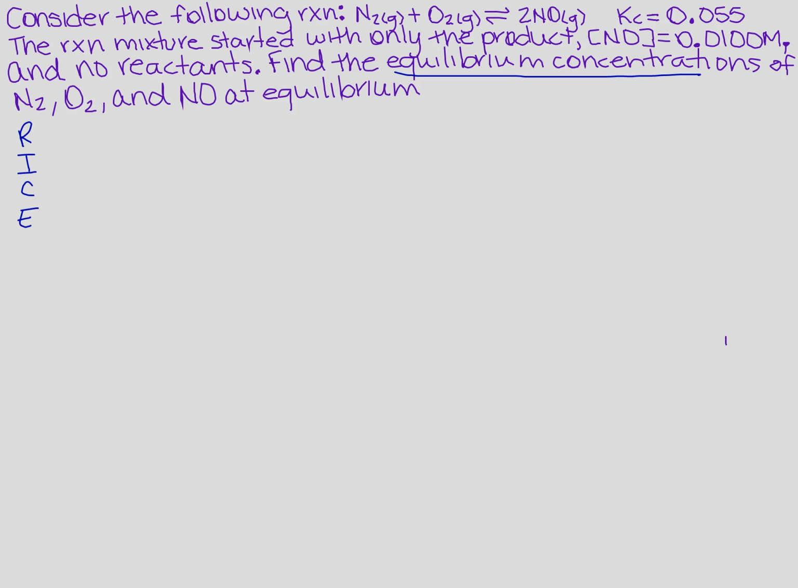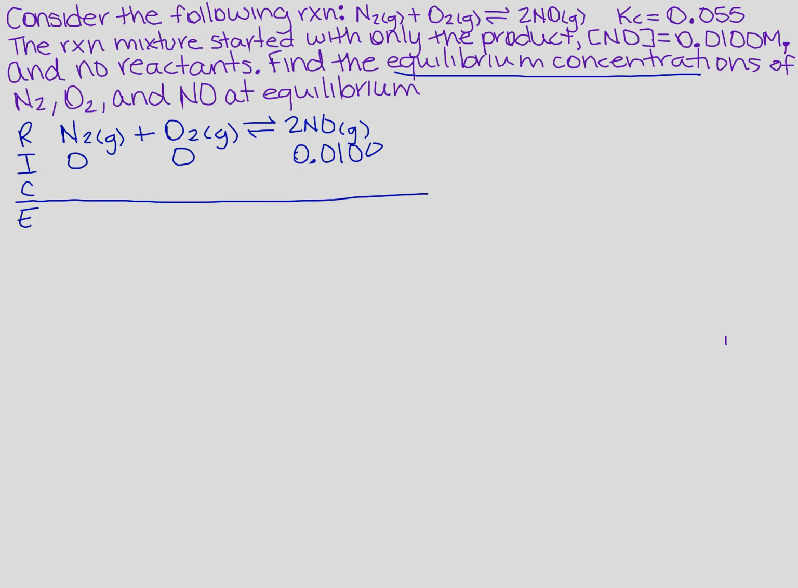So we first want to write down the reaction. So I'm going to rewrite the reaction from above. Make sure you copy it exactly. And then once you've done that, we need to determine what are the initial concentrations. Well, what did it tell us? It told us that the only thing we started with was the NO. So the NO was 0.0100. It said we didn't have any N2 and we didn't have any O2.